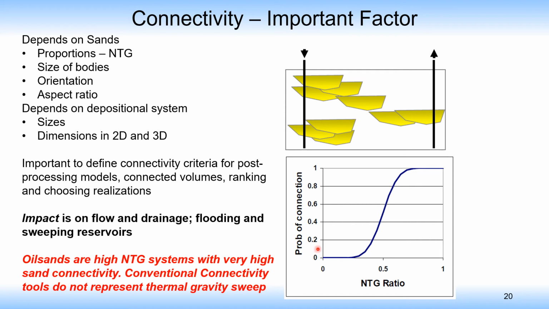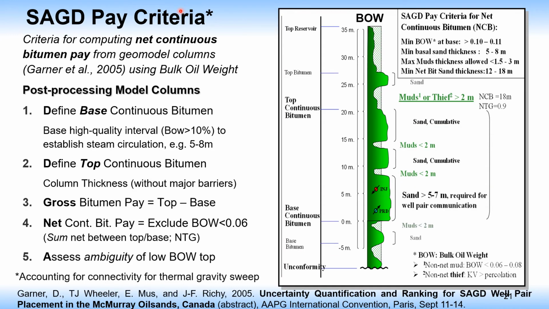So it's known that in high net to gross systems, we have a lot of connectivity, but for oil sands, we are in a very high net to gross system, and so conventional connectivity does not represent thermal sweep performance. So here we're going to look at our pay criteria. It's a complicated slide, so let's go through it slowly here.